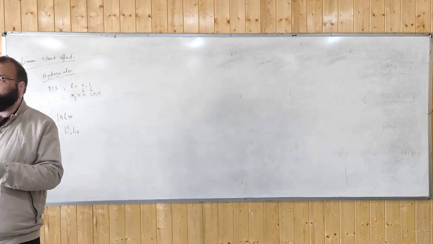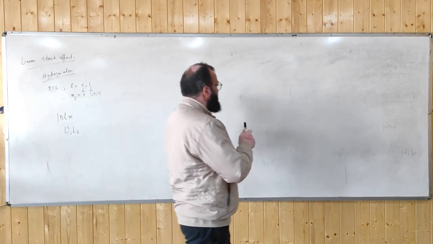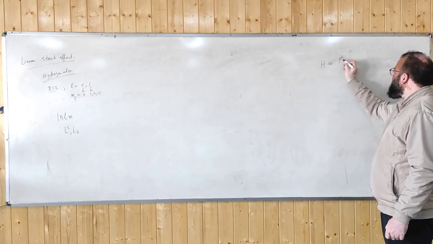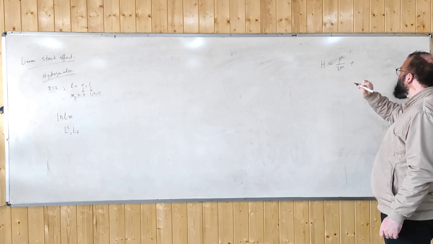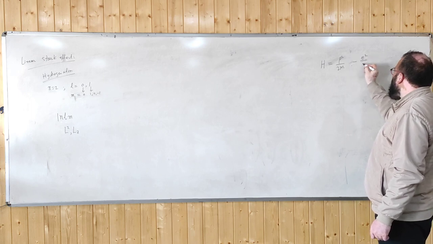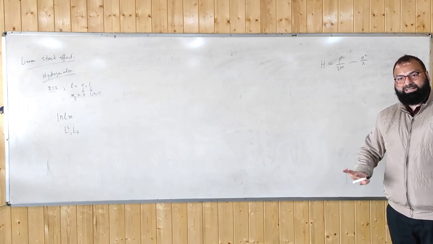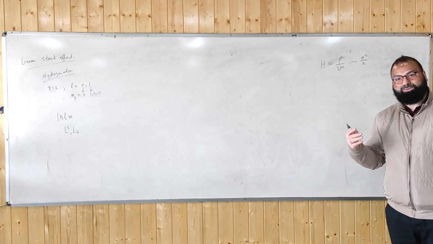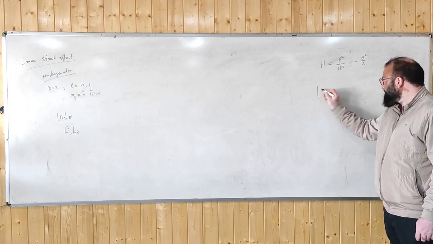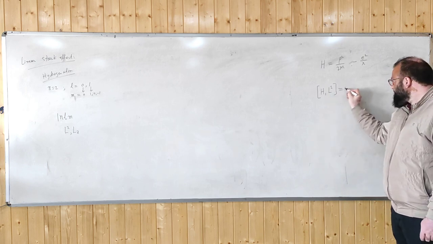So, you need to figure out what are the operators which commute with the Hamiltonian. Let me give you an example. Let's take the hydrogen atom. In the simplest case, you have this Hamiltonian, P square over 2M, minus E square by R. For this potential, I need to figure out the conserved quantities, which means figuring out which operators commute with this Hamiltonian. So the first operator is L square, and its commutator with the Hamiltonian is equal to 0.